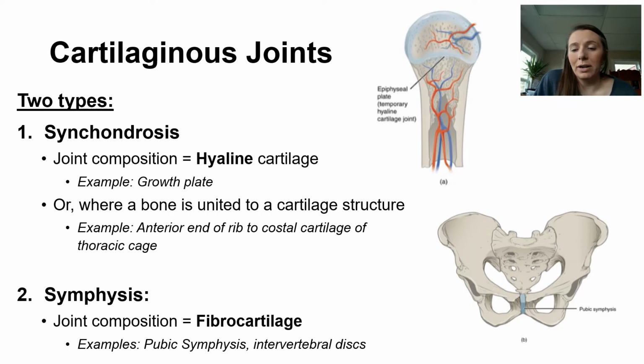Another example would be our intervertebral discs. I had that picture up a couple of slides ago where you have two vertebrae right next to each other, and in between them is a little disc. It's like a little shock absorber, so every time we walk, our bones don't hit each other. That would be an example of a symphysis.